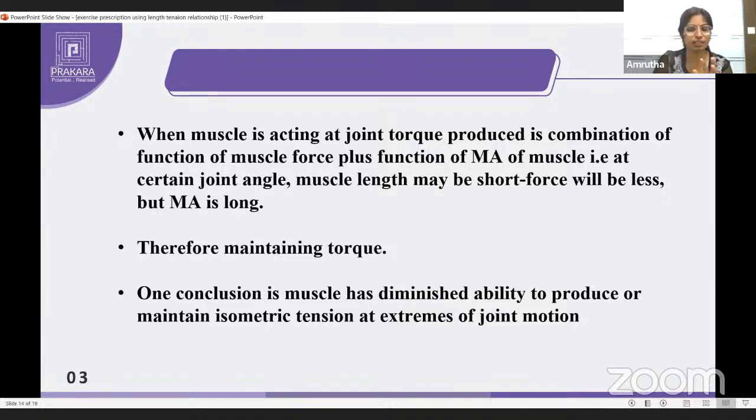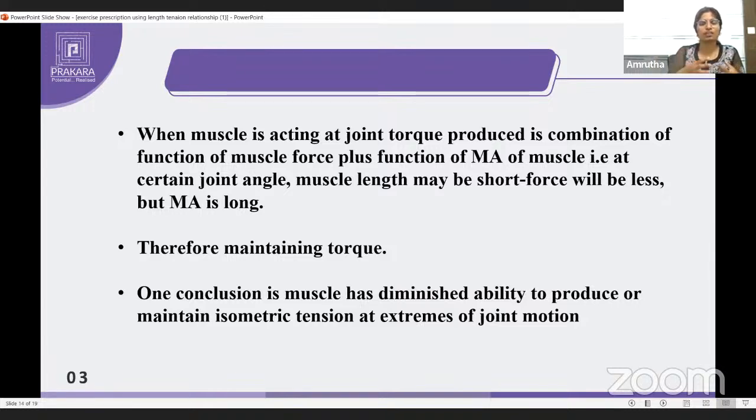Therefore, there is a necessity that I have to maintain the torque. One conclusion here is that the muscle has a diminished ability to produce or maintain isometric tension at extremes of joint motion. This is the reason why I asked you to do that small experiment, holding weight here and here. So here the isometric hold is very much high. Here the isometric hold, even this is isometric exercise.